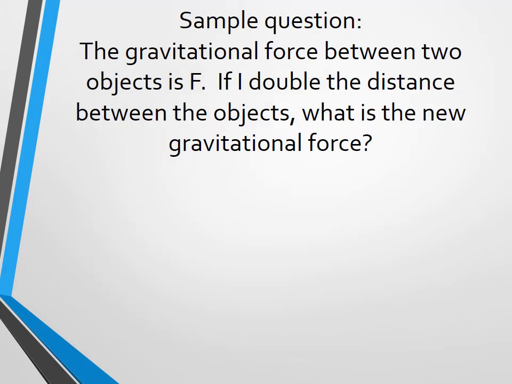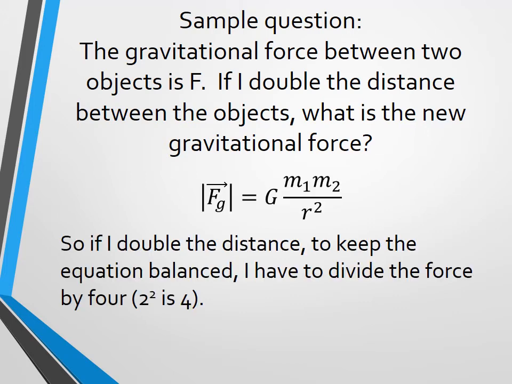All right, one more of these. Now the gravitational force between two objects is F. If I double the distance between the objects, what is the new gravitational force? Same starting equation. If I double the distance, now it's in the denominator, and the distance is squared. So in order to keep the equation balanced, I have to divide the force by 4 because 2 squared is 4. So my new force is F divided by 4.